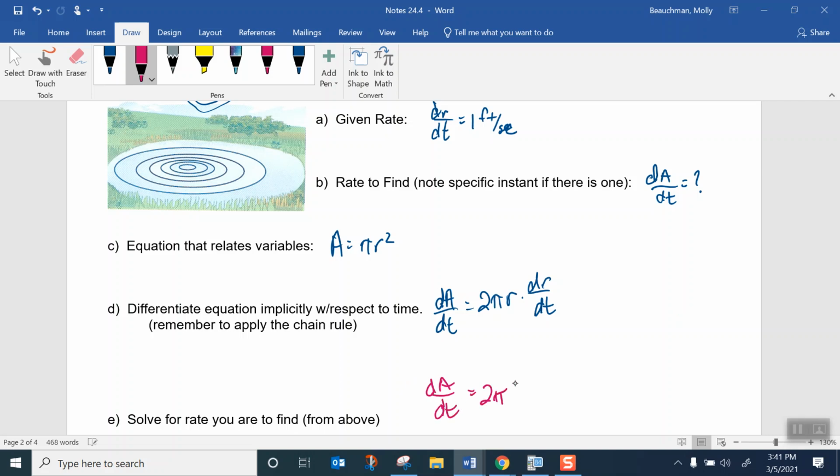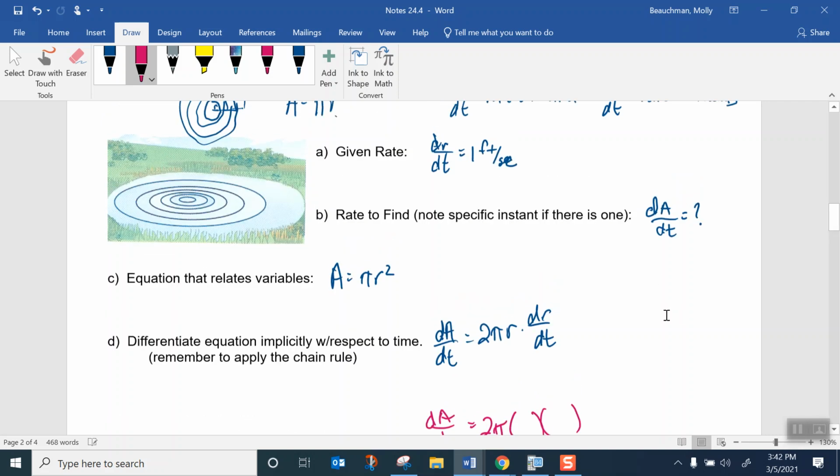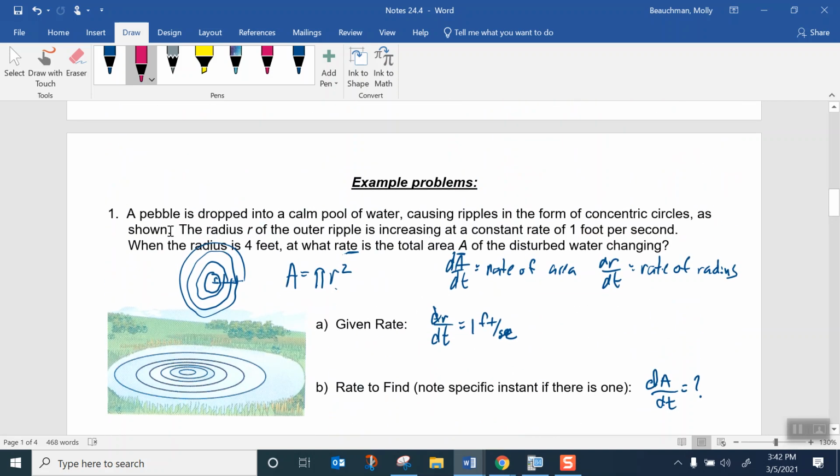equals 2 times pi. We're given that the radius, let's see, it says the radius of the outer ripple is increasing at a rate of 1 foot per second. When the radius is 4 feet, so up here, when the radius is 4 feet, I want to know how fast is the area changing.